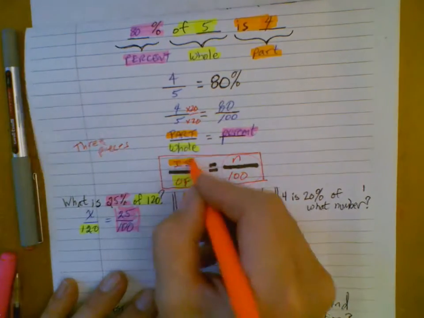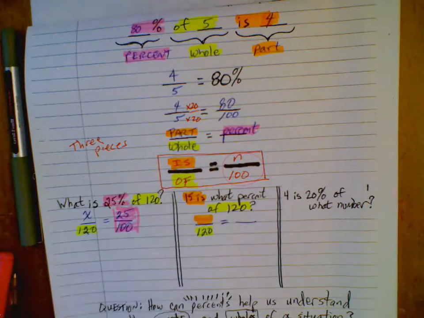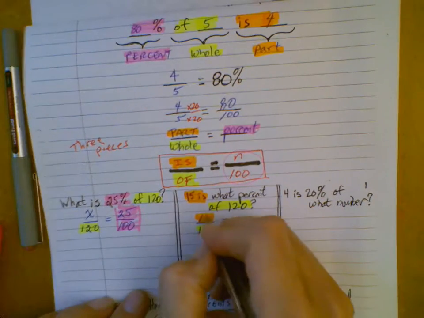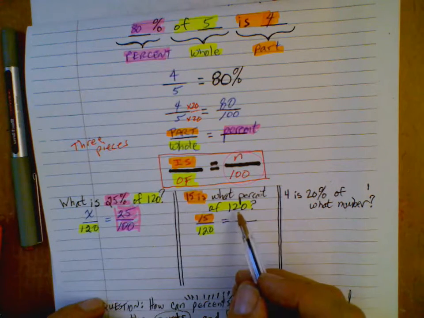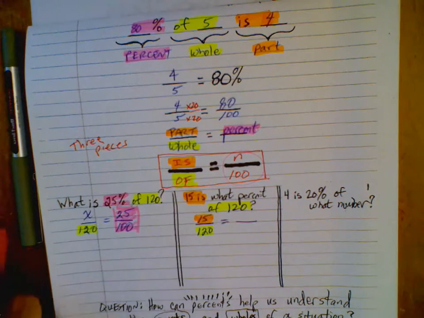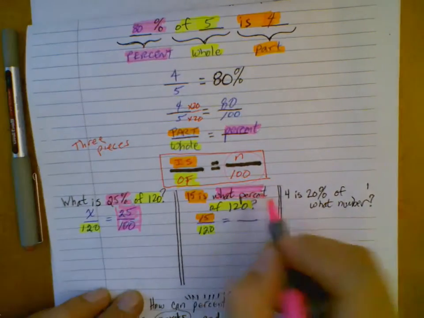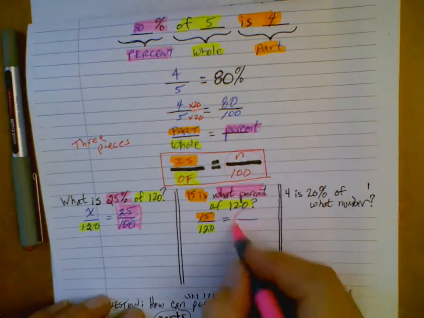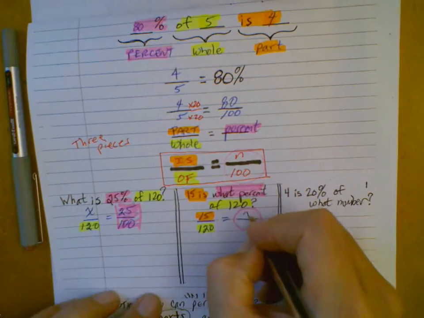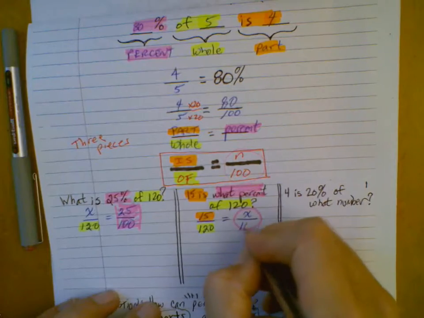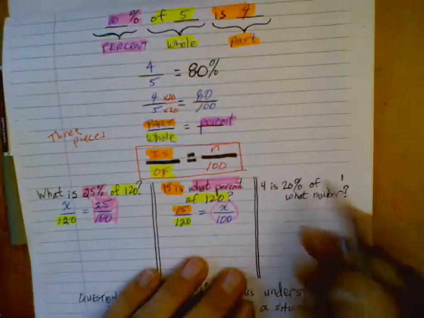And my part goes on top. It's going to go right here. So 15 of 120 is what percent? Notice they're asking me for the percent this time. I don't know what the percent is. Because they're asking me for it, I have to find it. So I'll call it x, you can call it n, but they're asking for what percent? I don't know. Let's look at this one here. We'll go back and solve it.